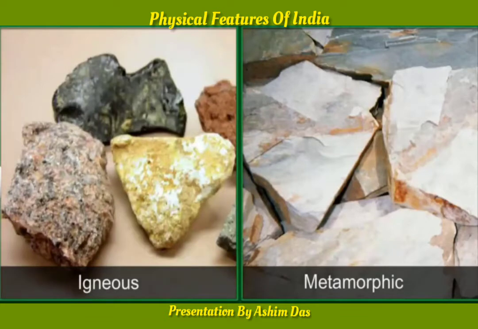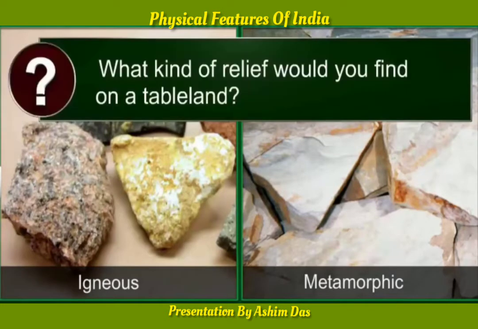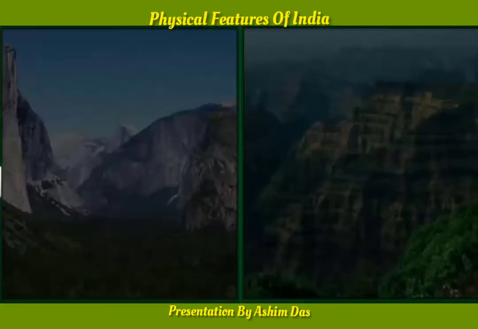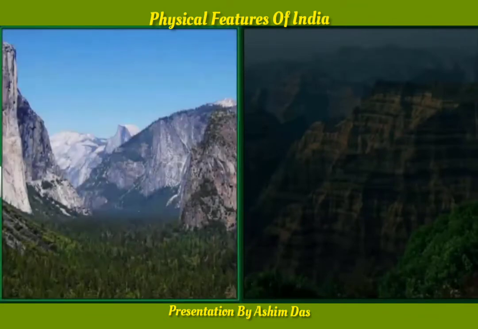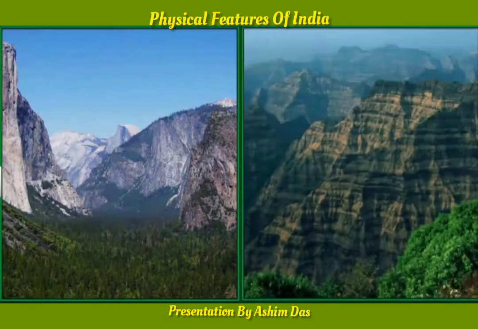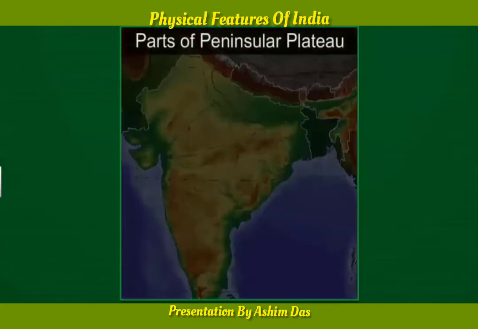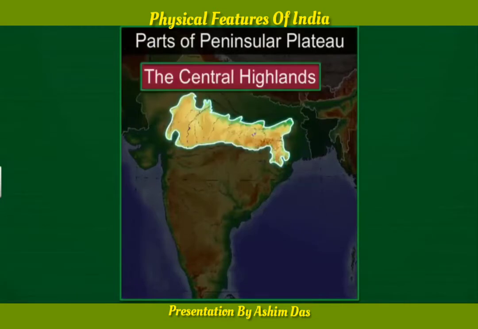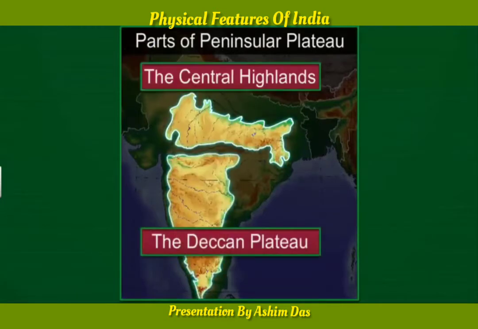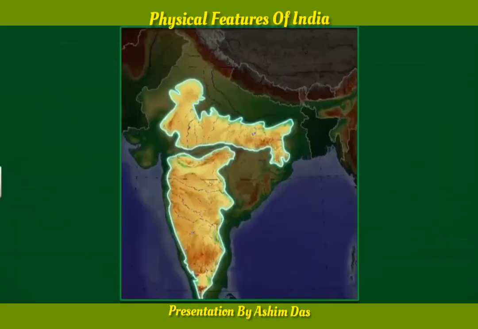What kind of relief would you find on a tableland? The Peninsula Plateau consists of both broad and shallow valleys and rounded hills. Based on the relief, the Peninsula Plateau has two broad divisions: the Central Highlands and the Deccan Plateau. Let's check out these areas on the map.